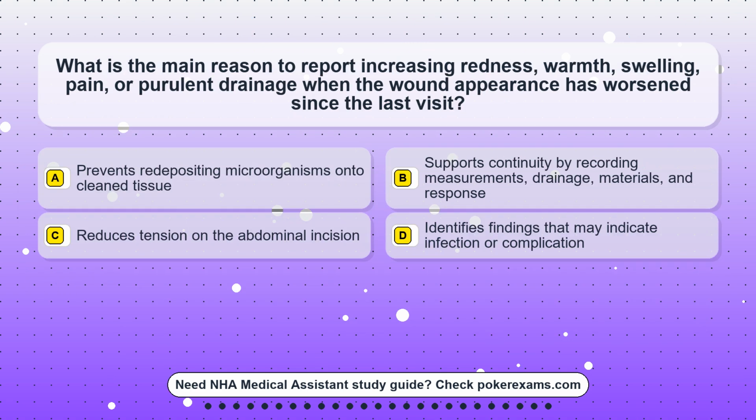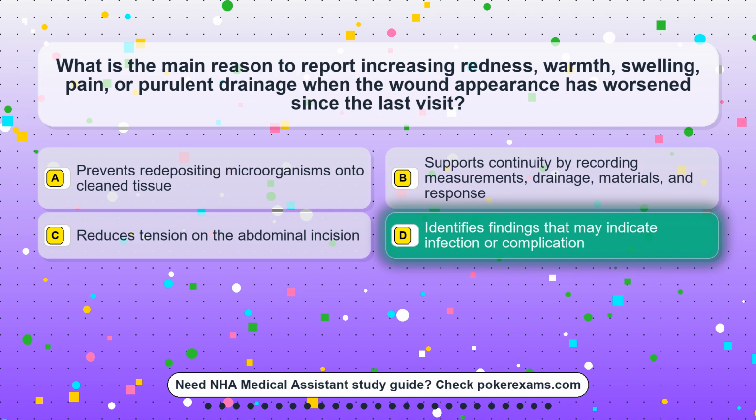Question 14. What is the main reason to report increasing redness, warmth, swelling, pain, or purulent drainage when the wound appearance has worsened since the last visit? Option A. Prevents redepositing microorganisms onto clean tissue. Option B. Supports continuity by recording measurements, drainage, materials, and response. Option C. Reduces tension on the abdominal incision. Option D. Identifies findings that may indicate infection or complication.